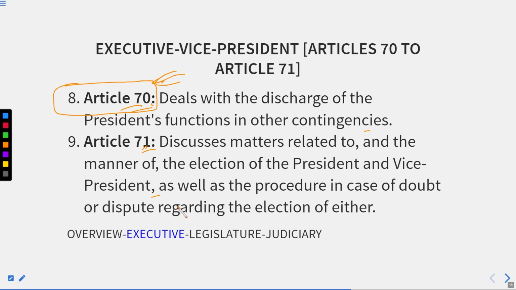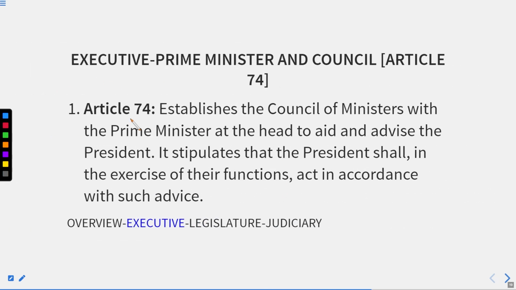Article number 71 discusses matters related to and the manner of the election of the president and vice president, as well as the procedure in case of doubt or dispute regarding the election of either. Okay, again I am reading this for you. Please listen carefully. Discusses matters related to manner of the election of the president and the vice president, as well as the procedure in case of doubt or dispute regarding the election of either. How the election of them should be done and what is the way to resolve the dispute if arises against it. Okay, this has been mentioned in the article number 71 of the Indian Constitution. That's it. Now let's move forward.